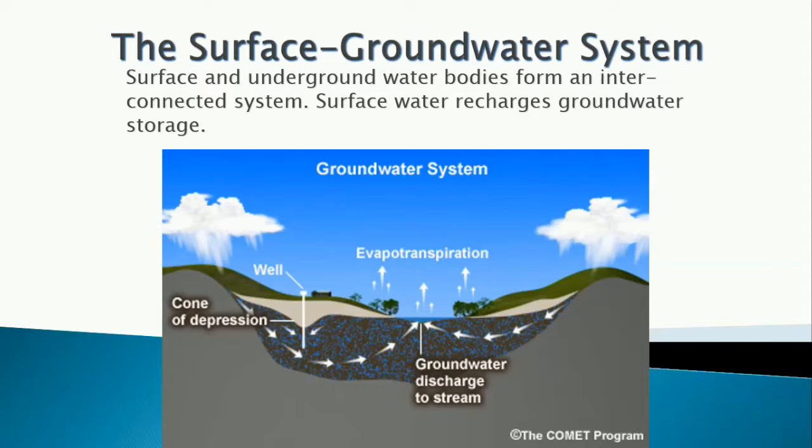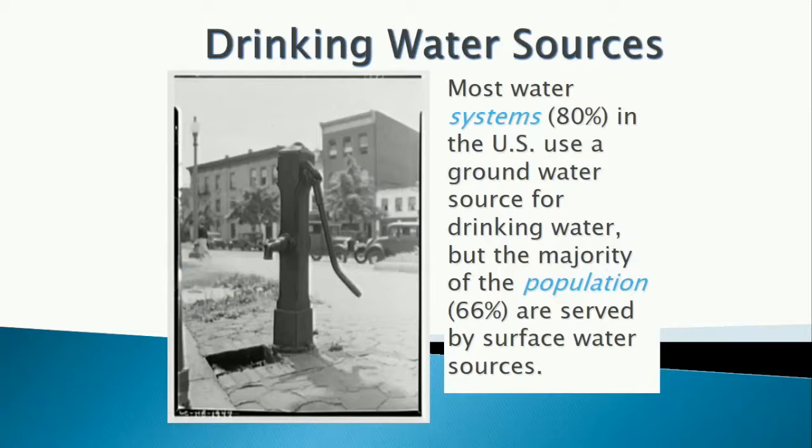Surface water seeps into the groundwater to recharge the underground water supply. And groundwater can also flow up into surface water bodies when bodies of water are particularly low, but the groundwater level is still high. 80% of our drinking water systems rely on groundwater resources, but most of the U.S., that is 66%, use the remaining 20 percent of the system serviced by surface water.